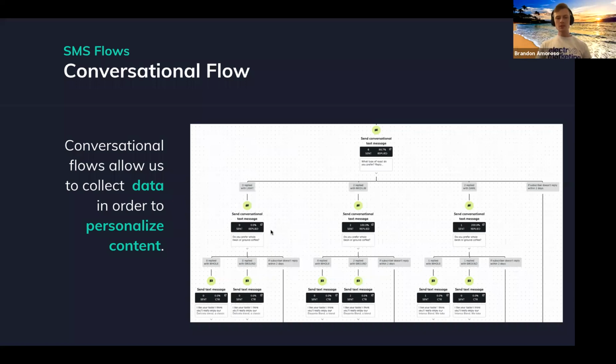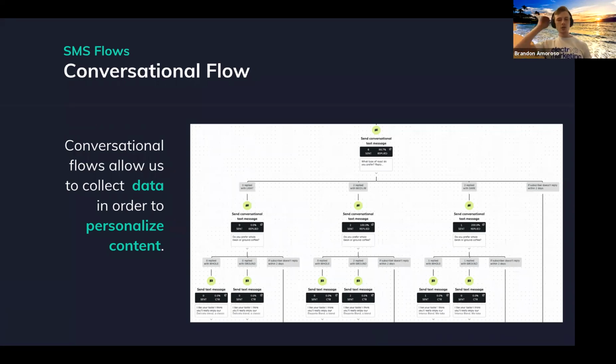Perfect. And then this is actually just an example of that conversational flow that I was talking about. In this example, you can see this is the coffee one that I had mentioned. If somebody replies that they like light roast, they go down this branch. If they like medium roast, they go down this branch. If they like dark, they go down this branch. And if they don't reply within 2 days, we send them down here and send them a different text. So this is just an example of how you set that up.